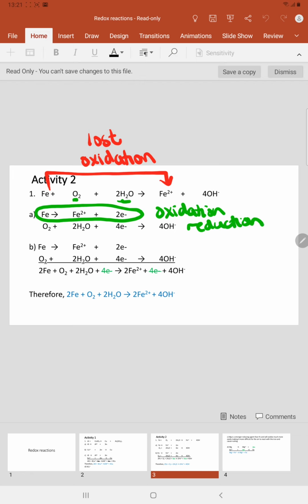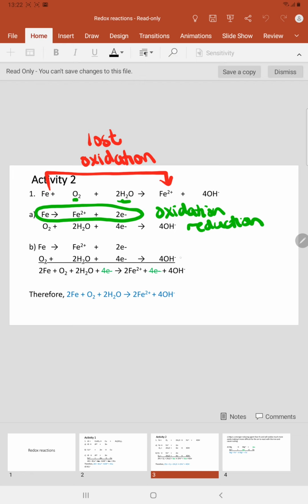B says write an equation for the overall net equation for the rusting process using the equations you've chosen in A. Now it's important to just check that you've chosen the right equations in A because there are several equations that include water on the standard reduction potential table. So just check that the right equation is chosen, because if that equation is incorrect, then you're going to carry that mistake into the next question.